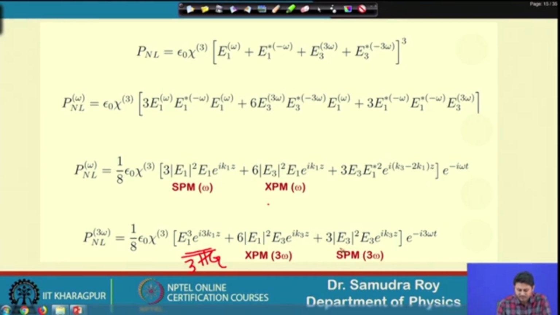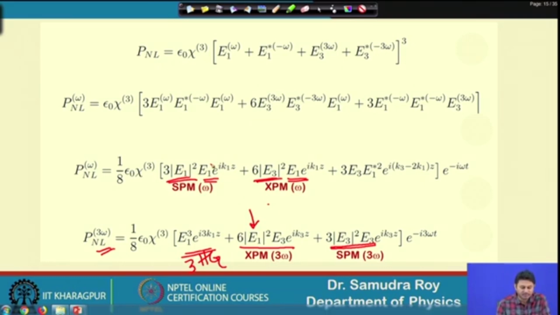Here we have a self phase modulation because all the terms are related to E3. Here we have a cross phase modulation term because one term is related to mod of E1 square and another term is E3. E3 is a natural term because we are talking about 3 omega frequency. Here also we have cross phase modulation because E3 cube is there and the natural frequency term E1 is sitting over here, and also E1 mod of E1 and E1 is sitting here. So, this is the same term.